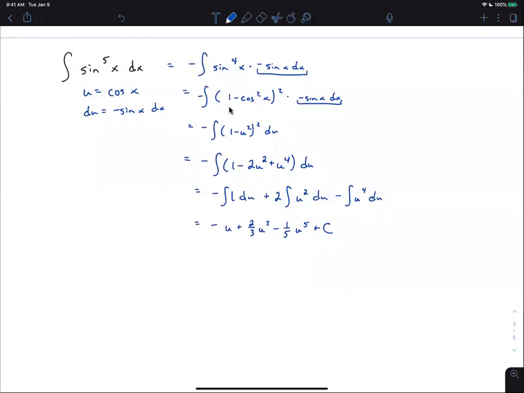And now u was cosine. So we get negative cosine x plus 2/3 cosine to the third x minus 1/5 cosine to the fifth x plus c, and that's the answer. Is that good? Any questions so far? All right.